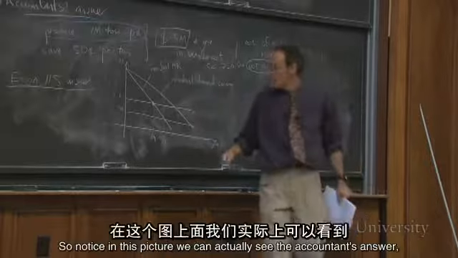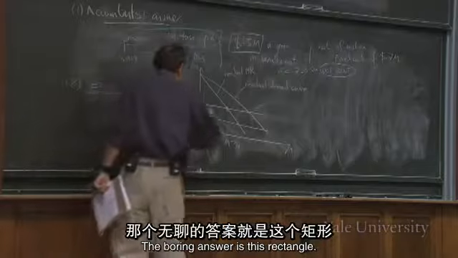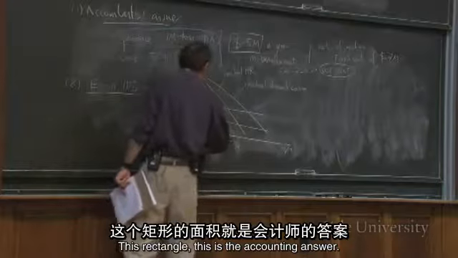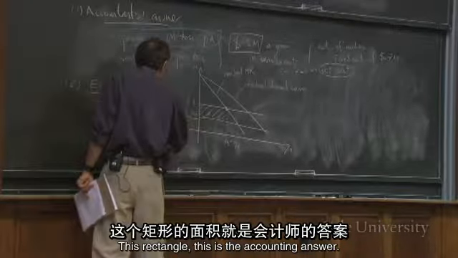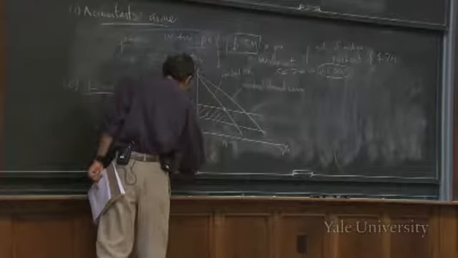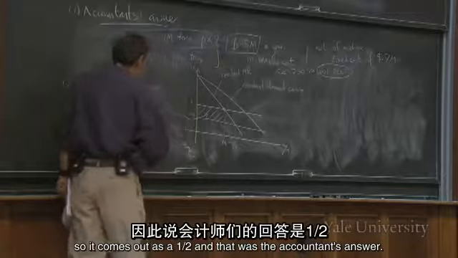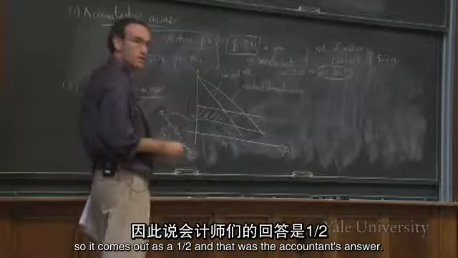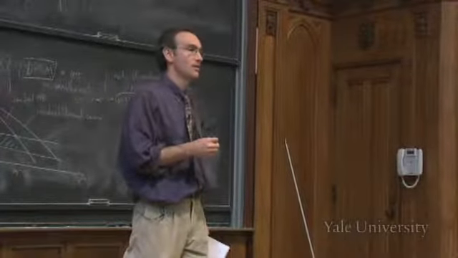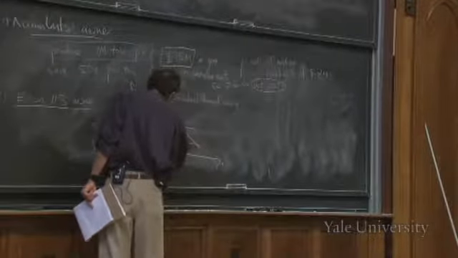Is that correct? So notice in this picture, we can actually see the accountant's answer, the boring answer. The boring answer is this rectangle. This is the accounting answer. This rectangle is 0.5 times 1, so it comes out as a half. And that was the accountant's answer. And what did they miss? What did the accountants miss? They missed the triangle. They missed this triangle.